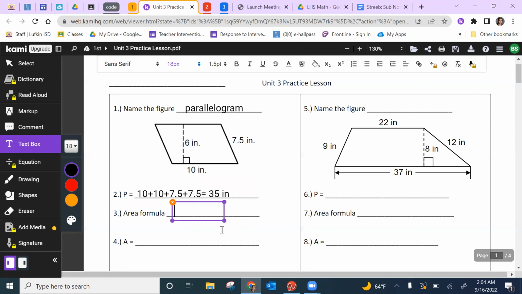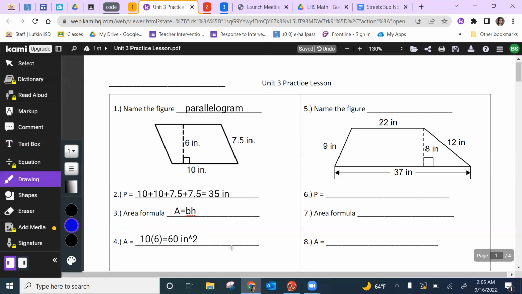Next up, it's asking for our area formula. Formula for area of a parallelogram is area equals base times height. So our base is 10 times our height, which is 6. So that equals 60 inches squared. This is the same as inches to the power of 2. You don't need to write the caret, but it's easier for me to type with the caret symbol. Remember, the caret symbol just means to the power of.